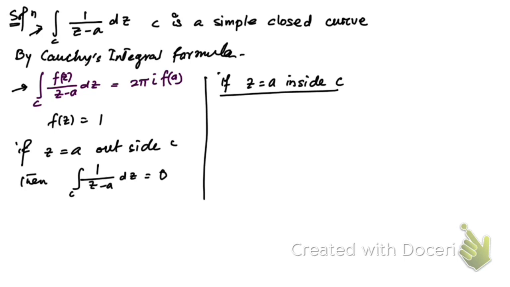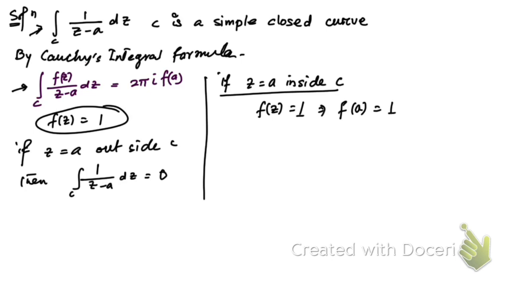Here you see we have f of z is equal to 1, so it is a constant. F of z is equal to a constant, then obviously f of a is also going to be 1, because this is a constant, this is 1, there is no variable, so that's why f of a is also 1.